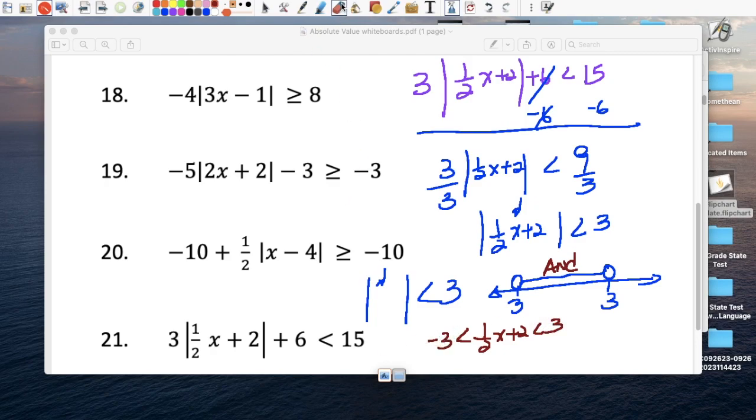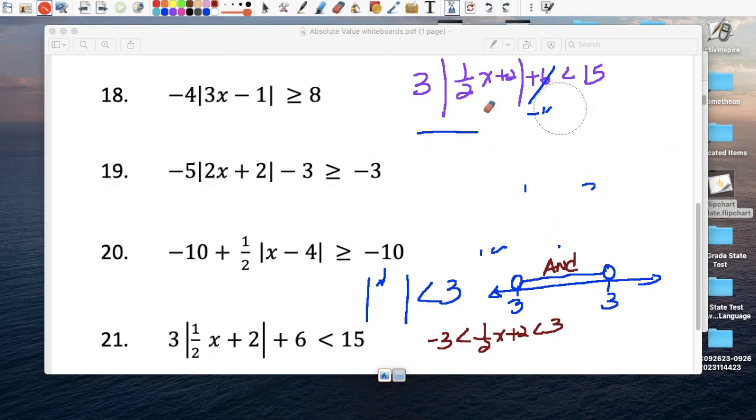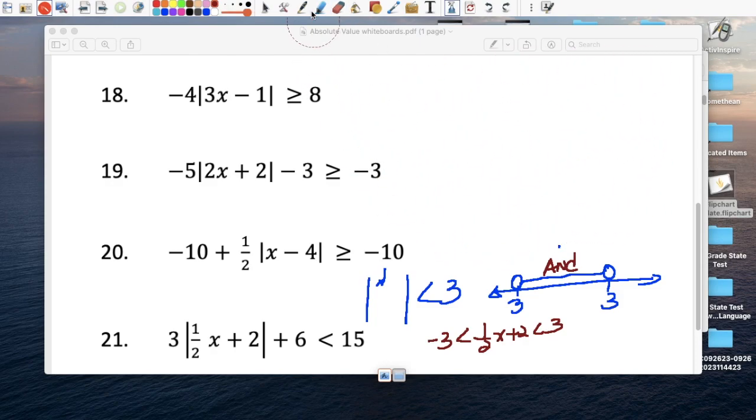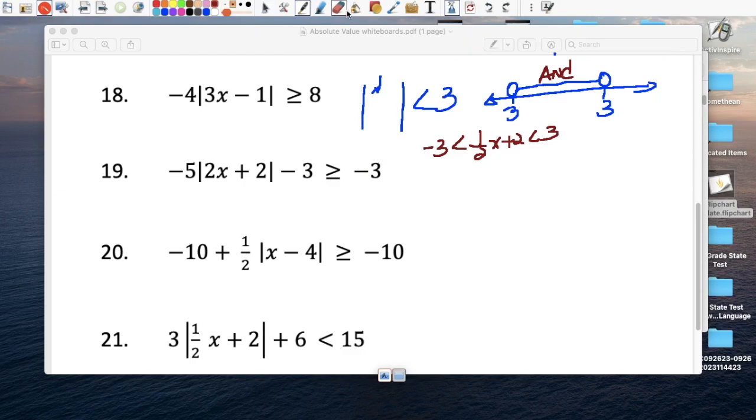I'm going to erase the top here, and I'm going to drag these guys to the top. I'm going to finish my inequality. Now it's a compound inequality, so if I subtract 2 here, I must subtract 2 here, and I must subtract 2 there. Here I get negative 5, less than half of x, less than positive 1.